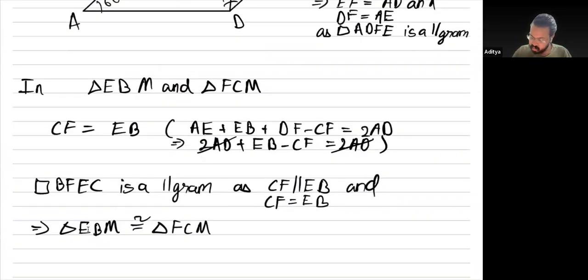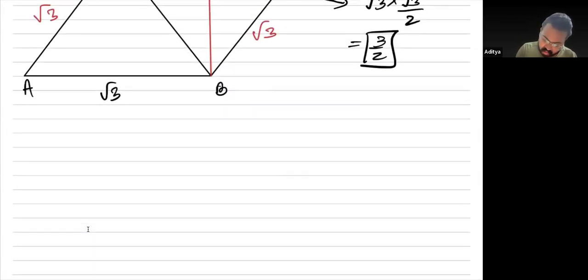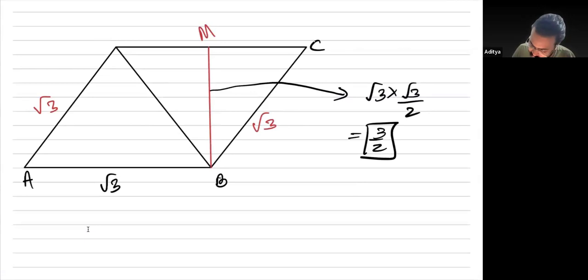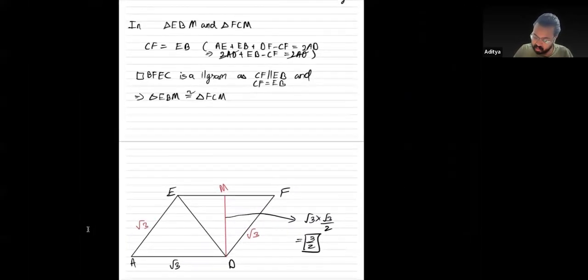And as we did below over here, I can remove D and C now and make it E and F. And you know very easily that DM is equal to 3 by 2.